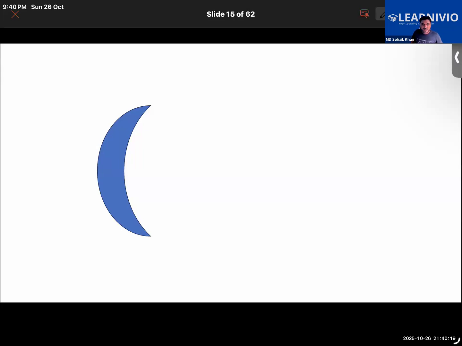See, there's one interesting thing about the concave and the convex mirror. About the concave mirror, it is said that they are converging in nature. They are converging in nature. What does it mean?